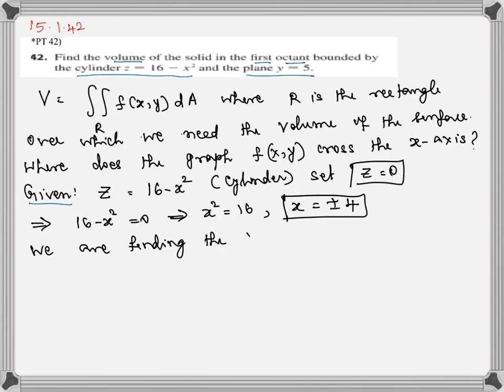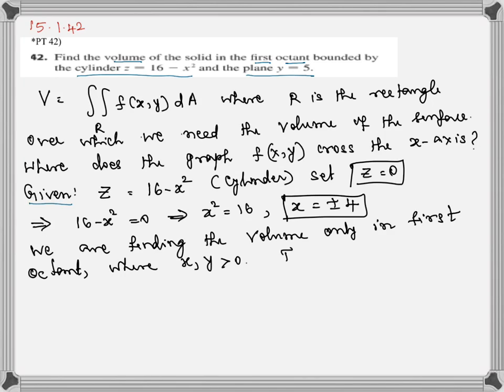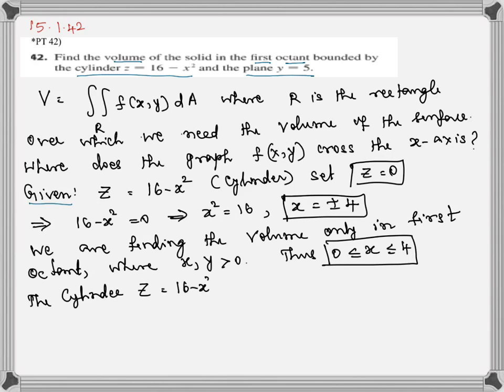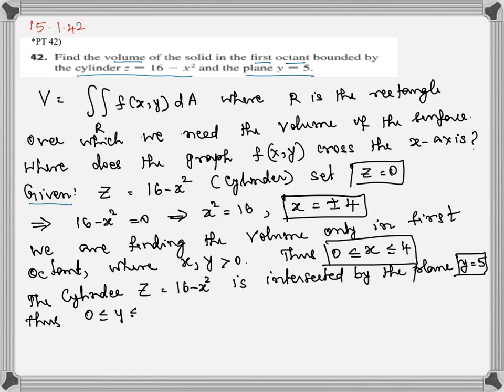We are finding the volume only in the first octant, where x and y are positive, right? Thus, 0 less than or equal to x less than or equal to 4. And also, y is lying between 0 to 5. The cylinder z equal to 16 minus x square is intersected by the vertical plane y equal to 5. Thus, the limits for y will be 0 through 5. So we know the limits for x, we know the limits for y.